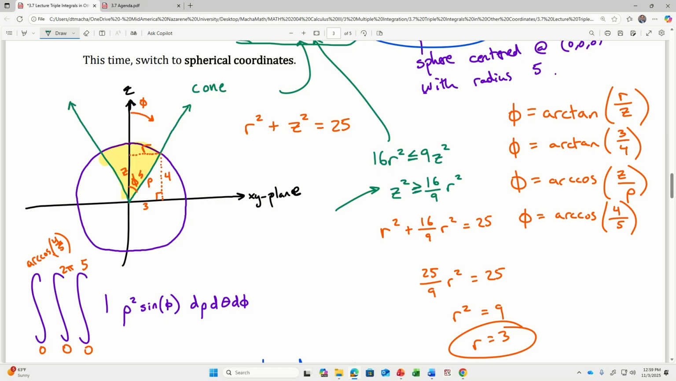Well, the upper bound on r is kind of given by this green line. But if I were trying to describe the upper bound on r with this green line, it's just a function of z and r. So if I were trying to express that as an upper bound, I would end up being a function of z. But I don't want to mention that z variable.